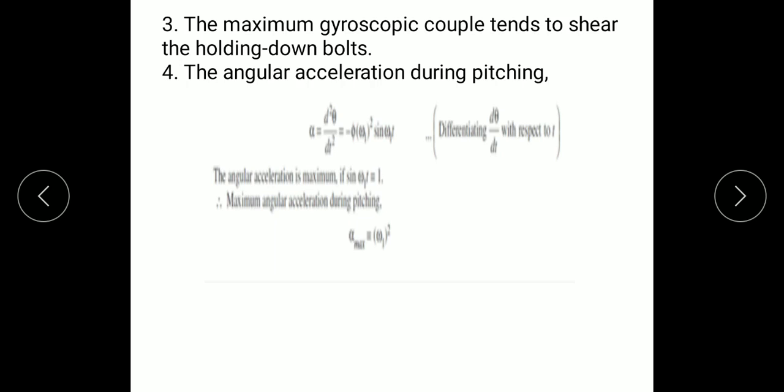So here we differentiate theta equal to 5 sin omega 1 t. That gives 5 omega 1 cos omega 1 t. Again differentiating gives minus 5 omega 1 square sin omega 1 t. The angular acceleration is maximum if sin omega 1 into t equal to 1. So all this is 1. Finally we get alpha equal to 5 omega 1 square. That is the maximum position.